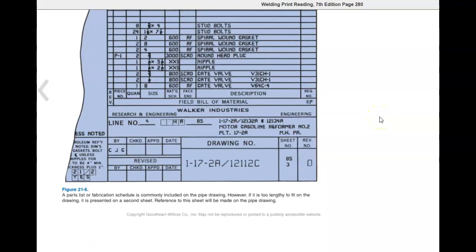A parts list or fabrication schedule is commonly included on a pipe drawing. However, it is too lengthy to fit into the drawing. It is presented on a second sheet. Reference to this sheet will be made on the pipe drawing.